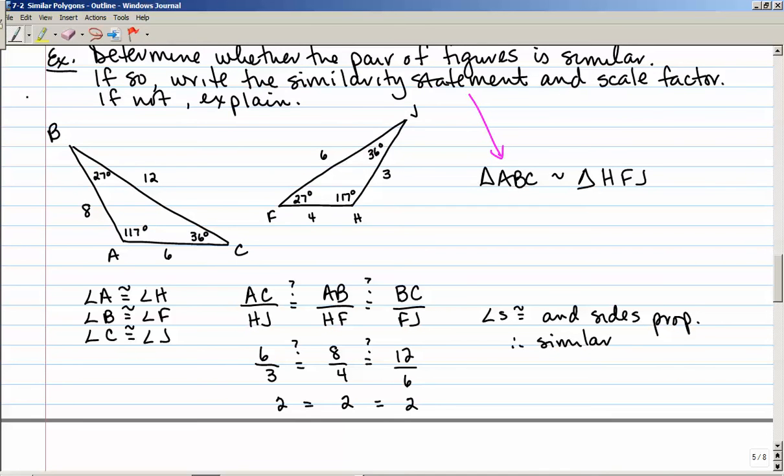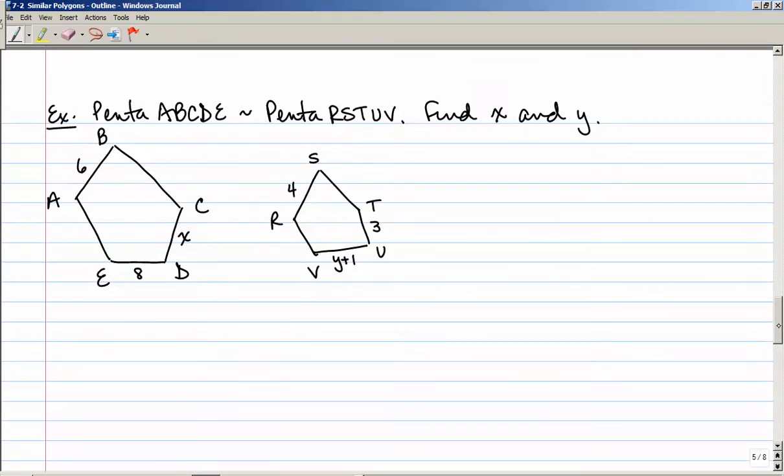Now find the scale factor. Notice in this problem it didn't say the scale factor of this triangle to that triangle. So generally, if they don't state it, I go from the one on the left to the one on the right. So the scale factor of triangle ABC to triangle HFJ is going to be basically any one of these, AC over HJ, all of these proportions are the same. So that's going to be 2 to 1. Each of these fractions reduces to 2 over 1. So those are the two parts of my answer.